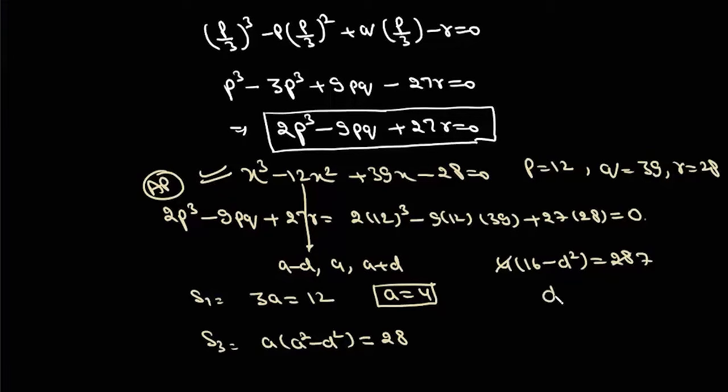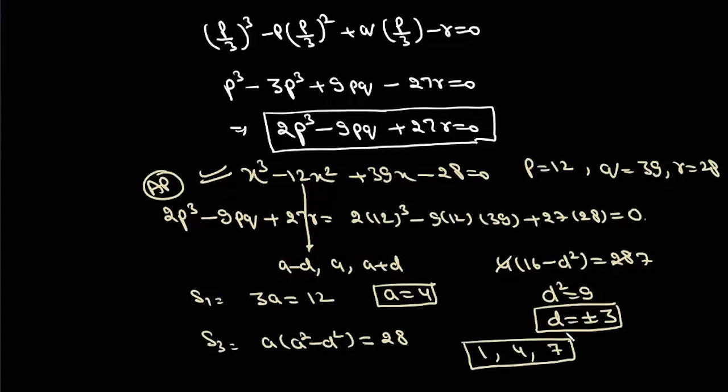This is 7. So d square is 9, that is, the value of d is plus or minus 3. So whether we take d as plus 3 or minus 3, we'll end up getting the same result. So a minus d will be 1, a is 4, and a plus d is 7. So the three roots of this equation are 1, 4, and 7.